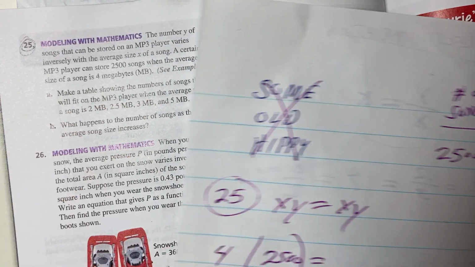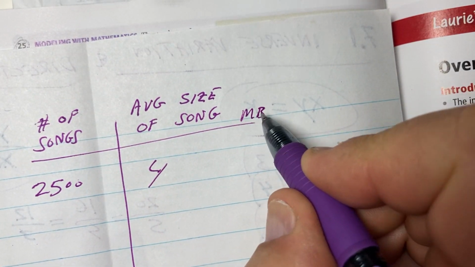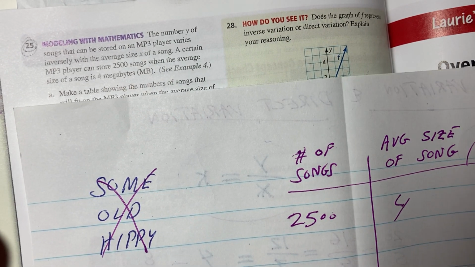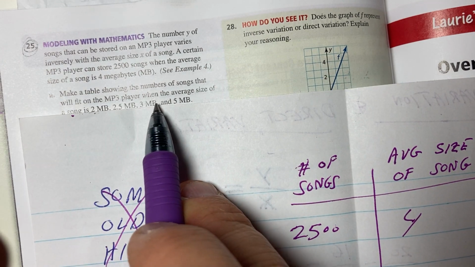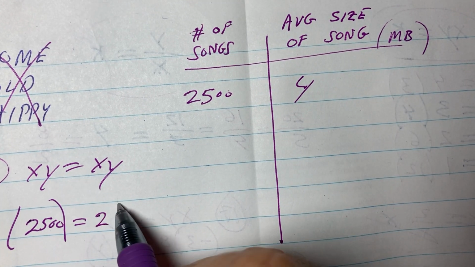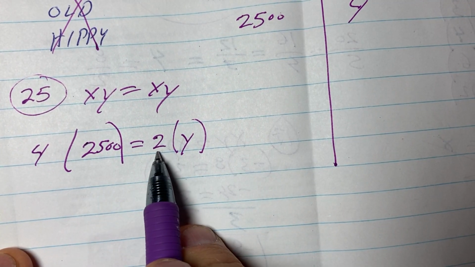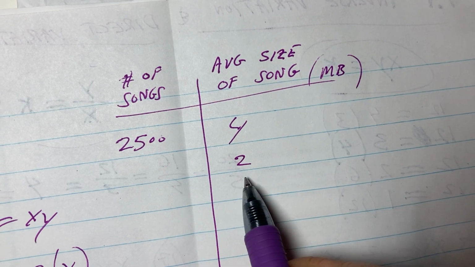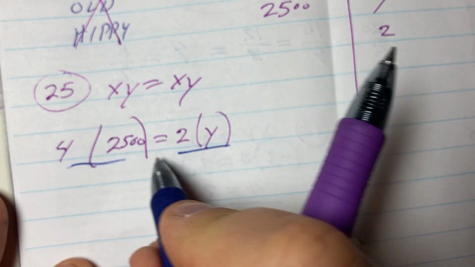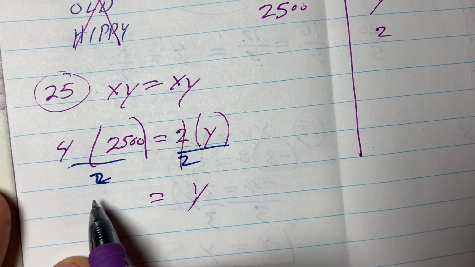And we have to make a table. So 2,500 songs, average size of the song is 4 megabytes. Make a table showing the number of songs that can fit in an MP3 player when the average size of the song is 2 megabytes. There you go, here's your equation. When the average song is 2 megabytes, what's the number of songs going to be? Divide both sides by 2. y equals 5,000.